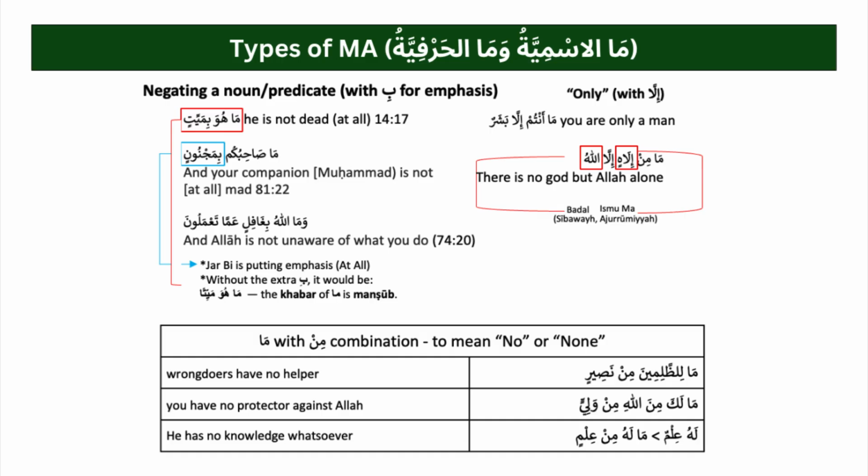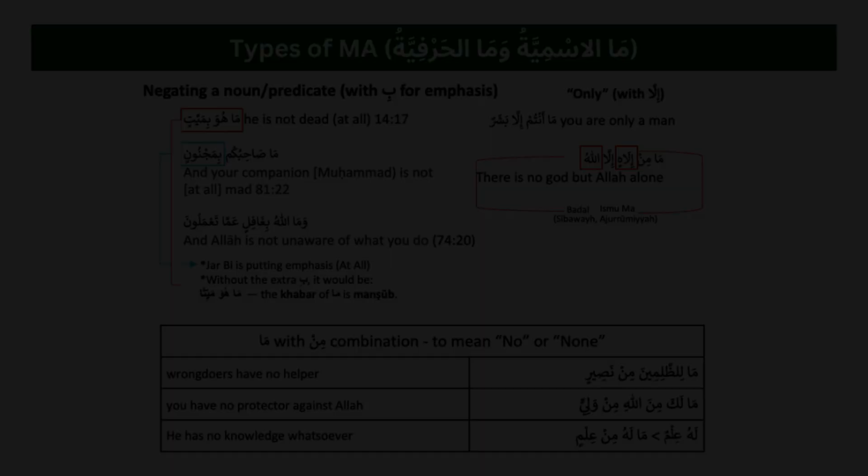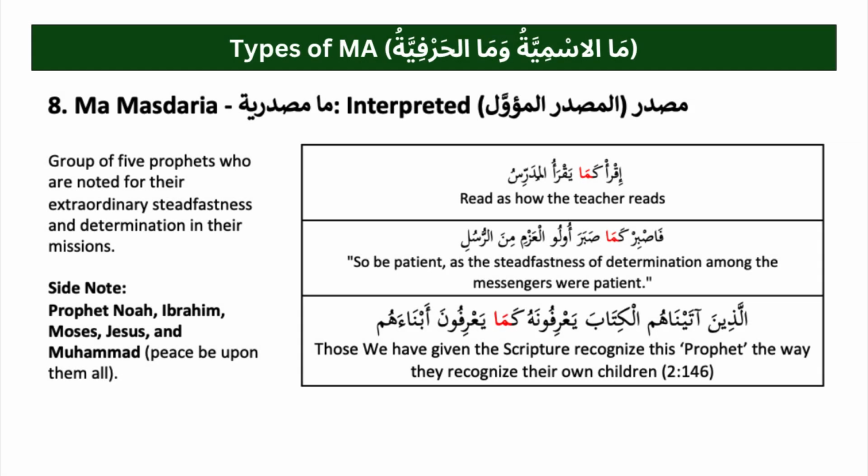Ma nafiya simply negates, but its grammar changes depending on whether the sentence is verbal or nominal. And another helpful line is, with ma hijaziyah, the khabar is usually mansub. With extra ba, it may appear majroor in wording.